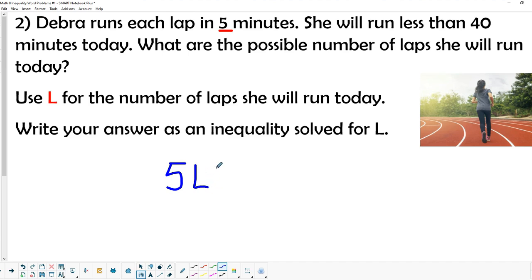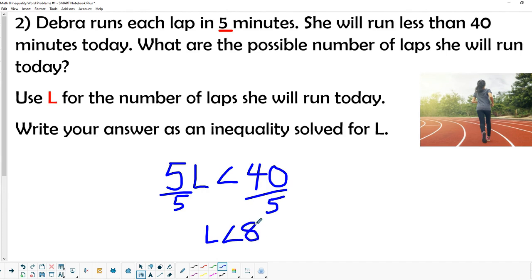And if we knew how many laps she ran, that would tell us how many minutes that she ran. Now we know that she's going to run less than 40 minutes. So basically what we're saying is, if she can run laps at this rate, how many laps can she squeeze in the 40 minutes that she has to exercise today? So there's our inequality. We divide by 5. And the number of laps that she could possibly fit in would be anything less than 8.